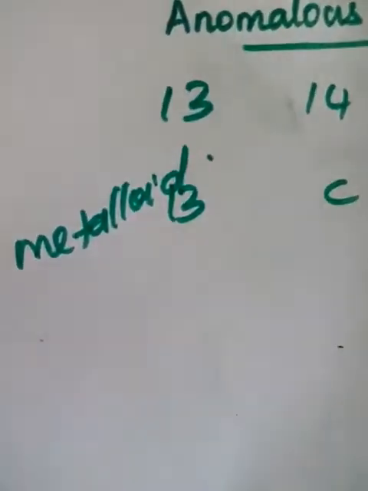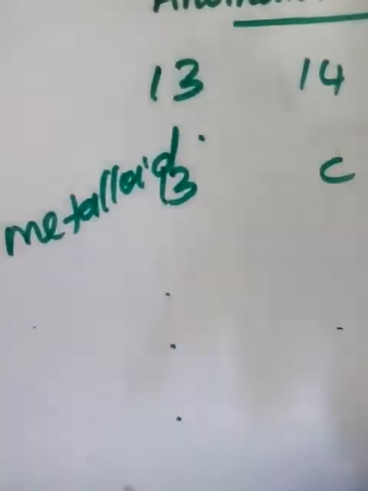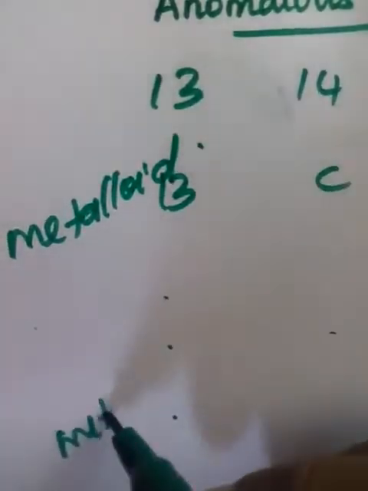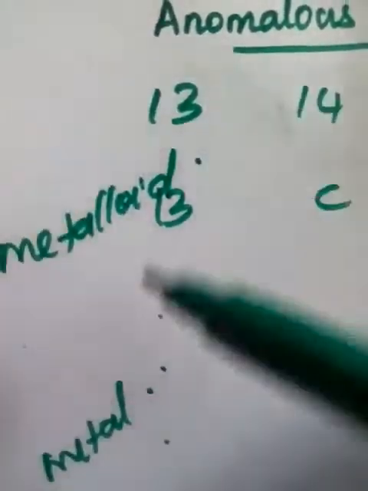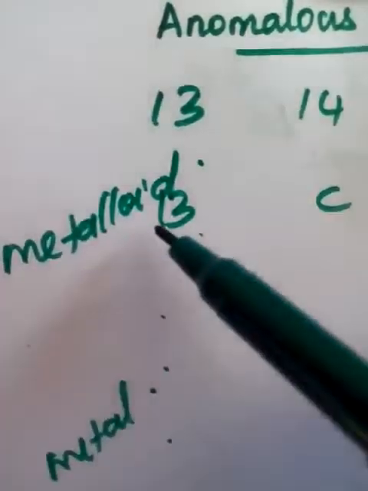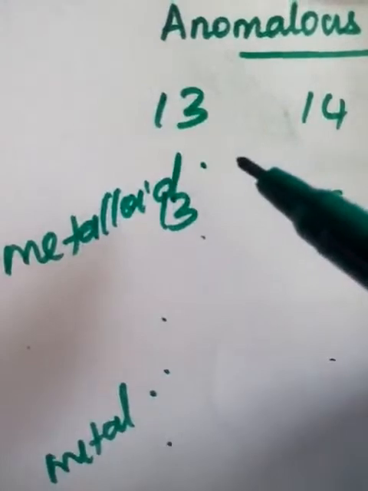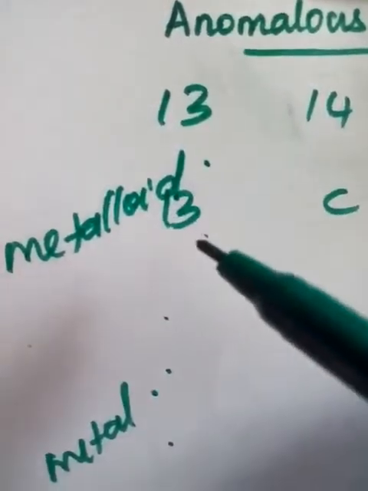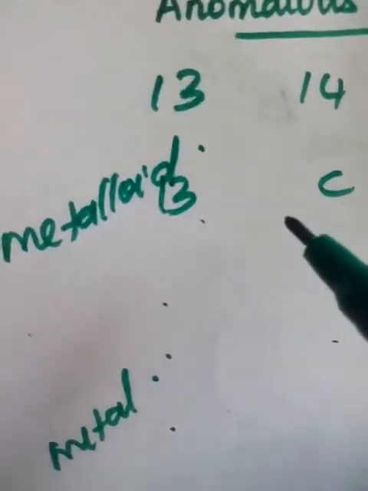What are the remaining elements? Aluminium, gallium, indium and thallium. All these are called metals. So that's the first anomalous property. In the 13th group, the first element boron is a metalloid, which has the character of both metal and non-metal, in between metal and non-metal, but the others purely have metallic character. That's the first anomalous property.